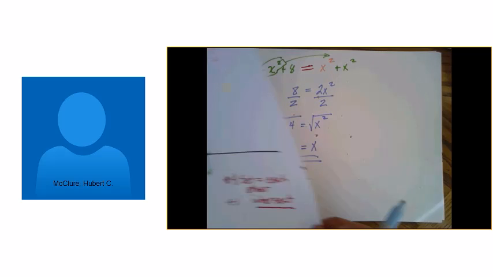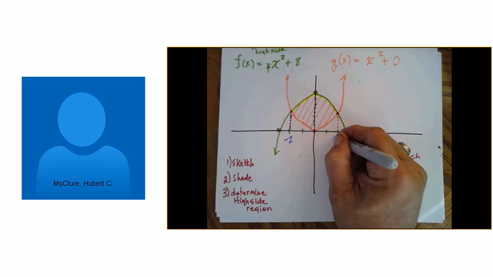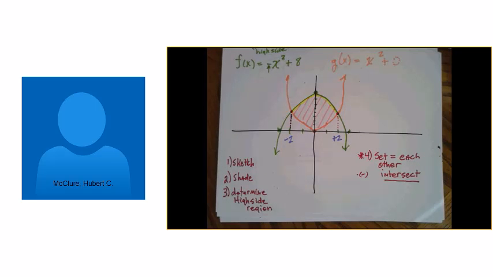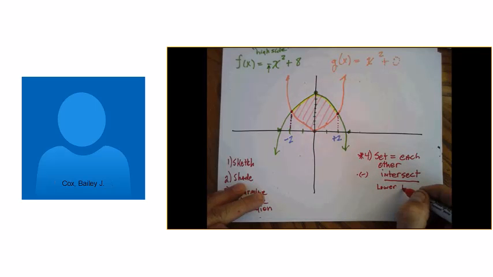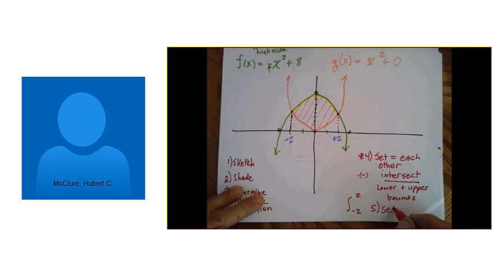And of course, you see that if you do a good graph. If you do a poor graph, you're not going to see it. Okay? And these, not only are they the intersection points, what else are they? They're your lower and upper what? Lower and upper bound. So your integration is going to go from negative 2 to 2. Now, 5 is real simple. Set up your integrals. And now you're ready to go.